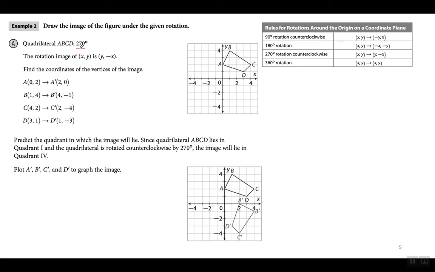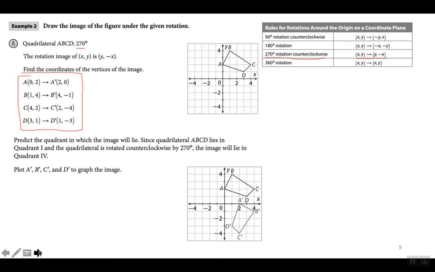So for a rotation of 270, here's our rule. For a 270-degree counterclockwise rotation, X and Y switch places, and the X, when you put it in the back, you have to change to the opposite sign. So if you just look here, that's all they're doing. They're taking the coordinates of the pre-image, switching their places, and when you put the X coordinate in the back, you have to change it to the opposite sign. 1 becomes -1, 4 becomes -4, 3 becomes -3. And you graph it, and that's it. You're done. That's simple. Just follow the rule. Look at the rule.